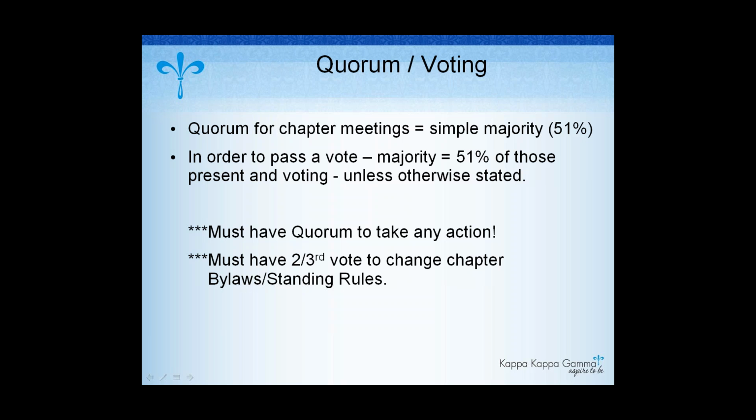So for instance, if you're going to vote on chapter bylaws and standing rules, it says you must have a 2/3 vote. But otherwise, usually it's 51% to pass. You must have quorum in order to take any action. So that would be just like taking a vote at a standards meeting. You have to have a quorum present in order to do that.